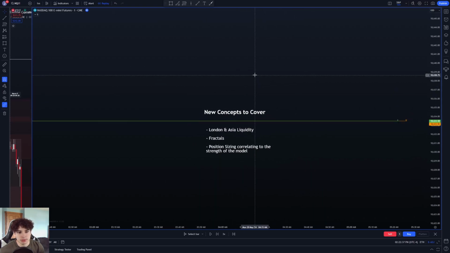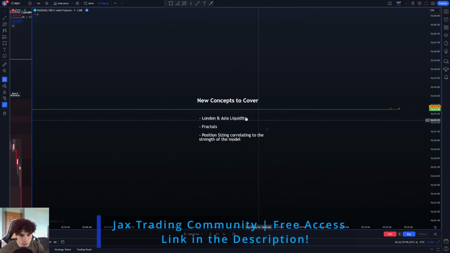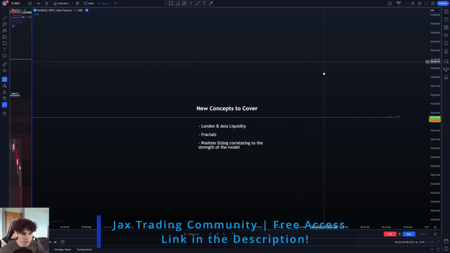Some of the new concepts I'm going to cover is the London and Asia liquidity, which in my opinion really doesn't matter, the idea of fractals in the market, and position sizing correlating to the strength of the model.